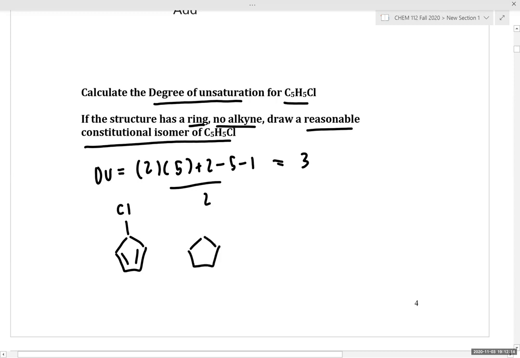Other common permutations that you could potentially draw would be regioisomers. And if you're feeling adventurous, you can even potentially draw a structure that looks something like this. So there are a range of possibilities at your disposal, as long as you have 2 double bonds, 1 ring and a total of 5 carbons and 1 chlorine, you're good to go. Did anyone have another structure that they'd like to share?